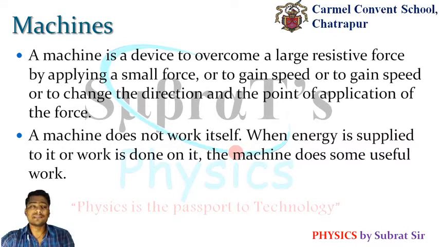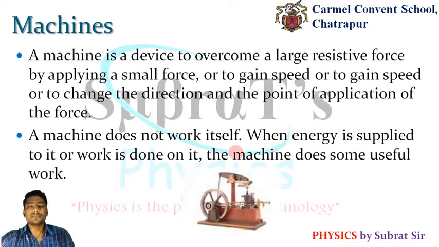Okay, so a machine does not work by itself. When energy is supplied to it or work is done on it, a machine does some useful work. Okay, so a machine cannot work without the help of any other energy. So energy has to be supplied. Either we have to give physical energy or we have to give some form of energy like fuel, etc., to work a machine.